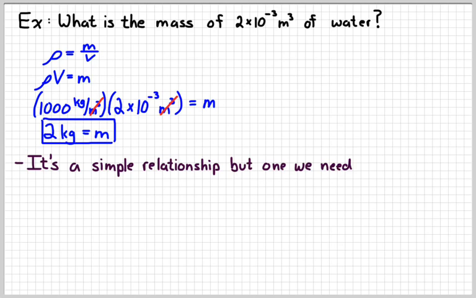So it's a simple relationship between mass, volume, and density, but it's one that we're going to be using often. Remember in physics, mass shows up a lot in our calculations, but fluids are more easily measured by their volume. If I say go measure out an amount of water, you're going to get a measuring cup or a graduated cylinder, not a scale. And so we need to be able to convert back and forth between volumes and mass throughout this unit.